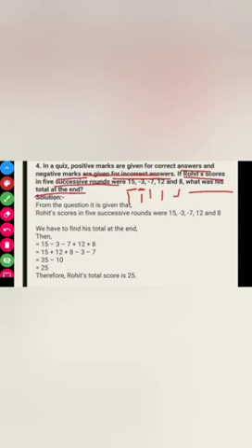Okay. So you can add all the numbers and then you can get the total at the end. So you can write, we have to find the total at the end. So then add all the numbers. So 15 and then plus minus 3, and here minus 7 because negative marking is there, and here 12 and then 8. So first you have to add the positive numbers. So here 15 plus 12 plus 8. Okay. So here it will be 35, and here minus 3 and minus 7. So that will be minus 10. So 35 minus 10 will be 25. So the total score at the end will be 25.